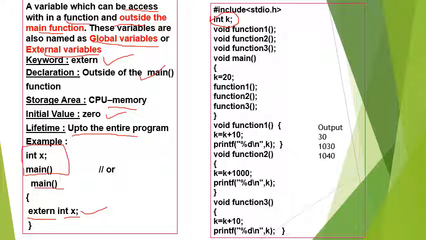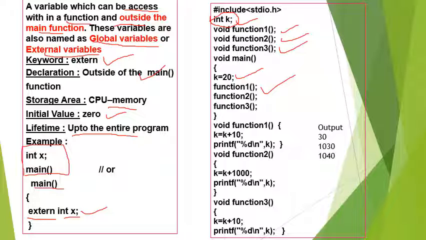We are declaring int k, that is, we are declaring it as a global variable, and we have declared three functions, function 1, 2 and 3. Now in the void main, the value of k is given as 20. Then it is calling function 1. Then we can look into what happens in function 1.